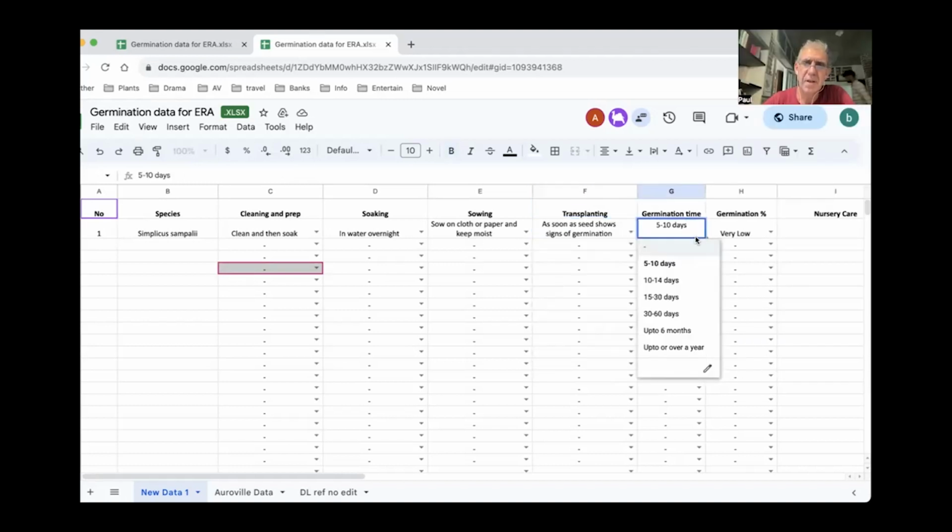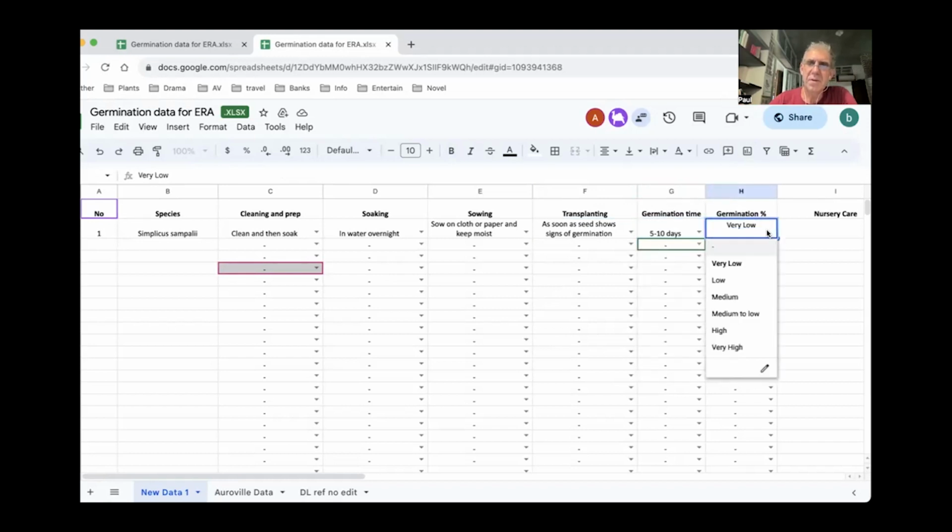For germination, again, these are just rough times, and it should fit into one of those categories. And if there's something very specific that you've understood, then you can also add more information in the column.